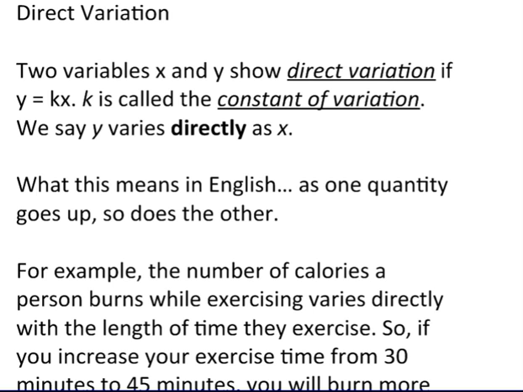First, we're going to talk about direct variation. We have two variables, x and y, and they show direct variation if y equals k times x. K is called the constant of variation, and we say y varies directly as x. So here's what that really means. As one quantity goes up, so does the other. For example, the number of calories a person burns while exercising varies directly with the length of time they exercise. In other words, if you increase your exercise time from 30 to 45 minutes, you burn more calories.